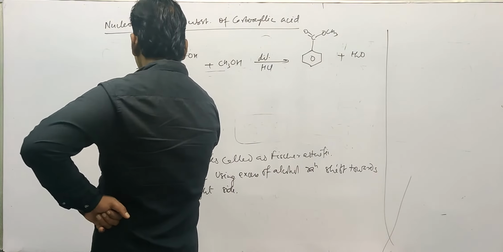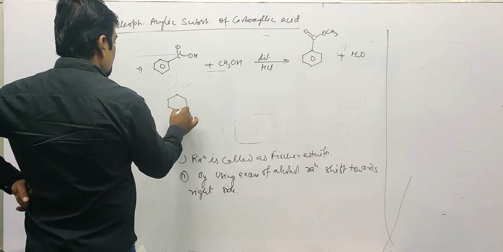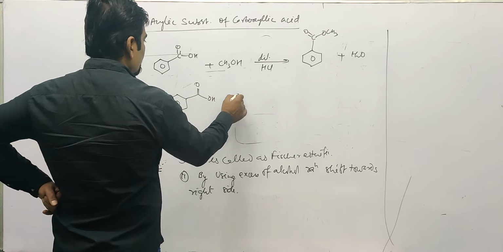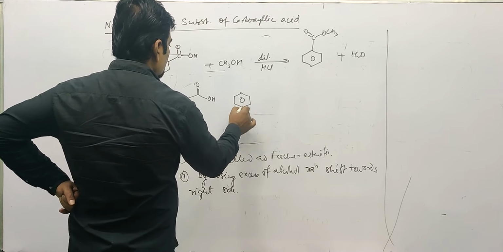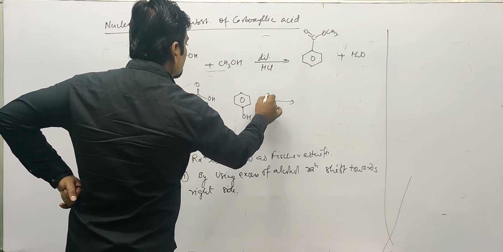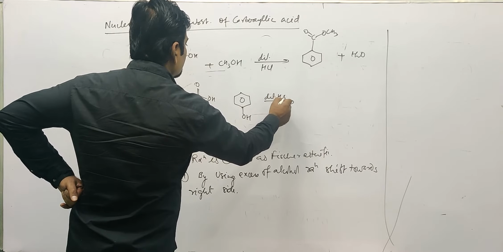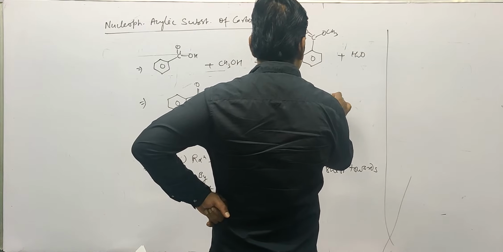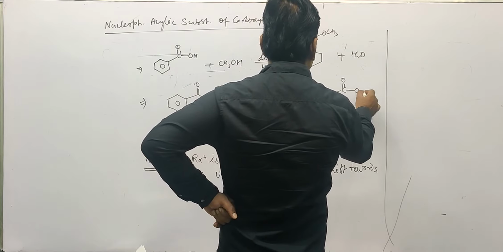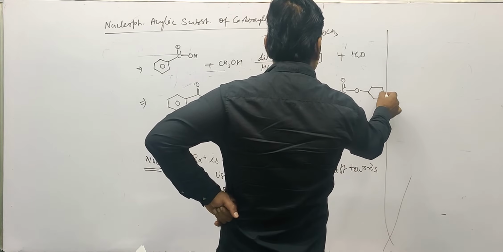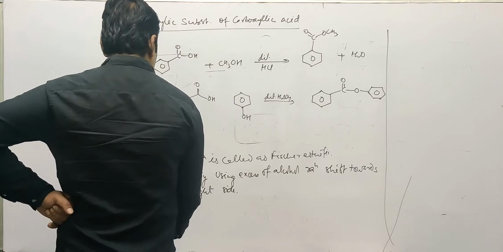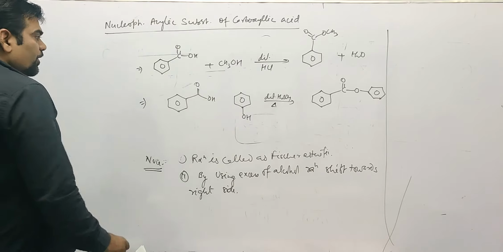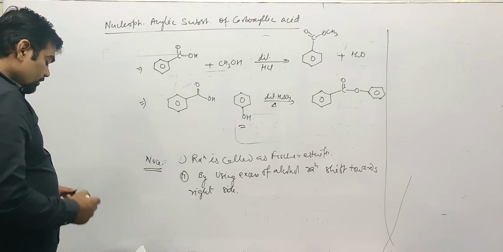Similarly, if we have benzoic acid, C double bond O OH, and we use phenol with dilute sulfuric acid H2SO4, what does it form? It forms C double bond O with O phenyl, phenyl benzoate. By using excess of alcohol, the reaction will shift towards the forward direction.